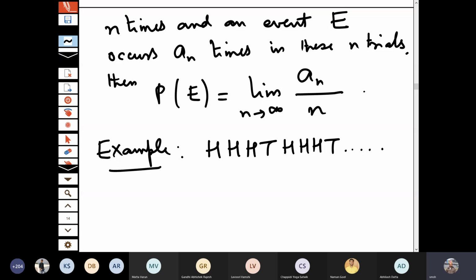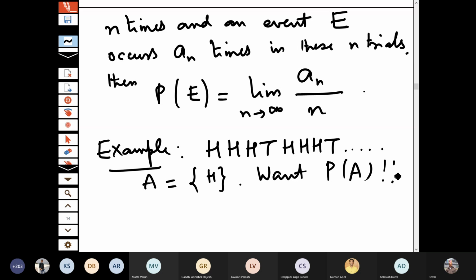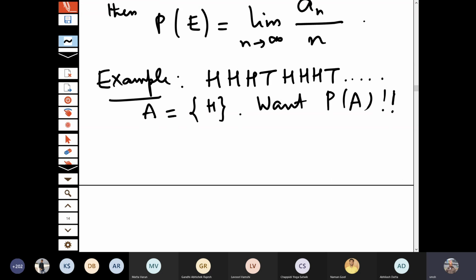Let us look at the event A, that is the occurrence of head. We want the probability of A. Okay, we want this probability. So I need to calculate this a_n by n. See, we have to look at this a_n by n.